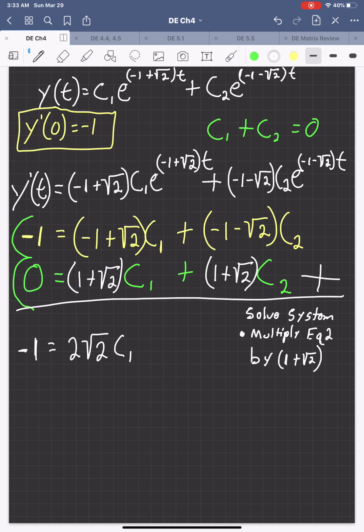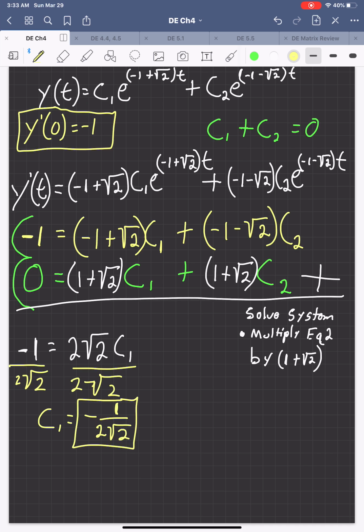All right, beautiful. So I went from a system of 2 equations, 2 variables, to a system of 1 equation, 1 variable, and now I can figure out, if I divide by 2 square roots of 2, then I finally can figure out that c sub 1 is going to be equal to -1 over 2 square roots of 2.